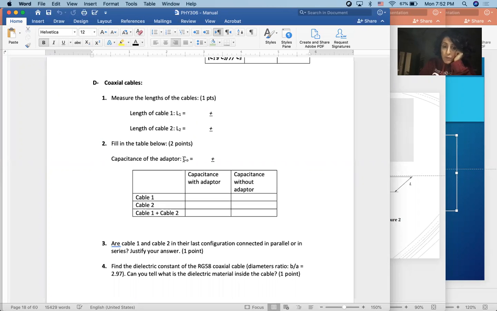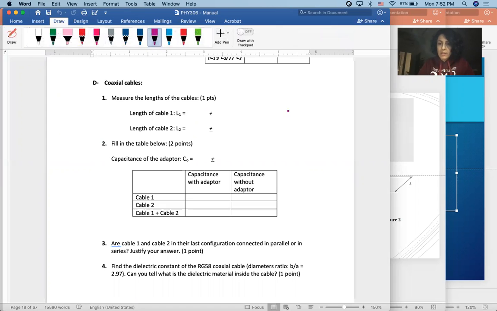Capacitance of the adapter. For me to be able to plug the cable into my LCR meter, I need an adapter, and the adapter looks like this. You're definitely going to see it. This is your LCR meter, and it has two terminals. The adapter has two legs, and from the other side, it has a BNC connector. So now you can connect your BNC directly to the adapter.